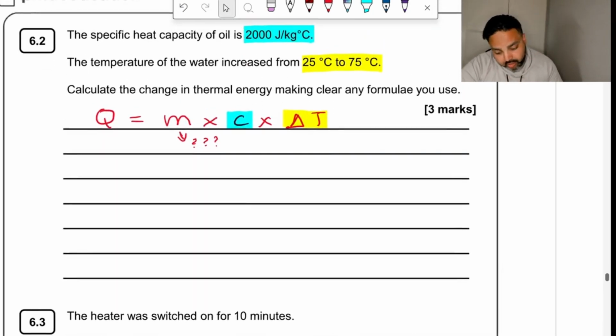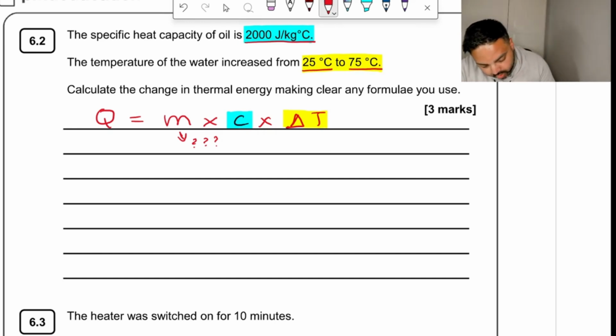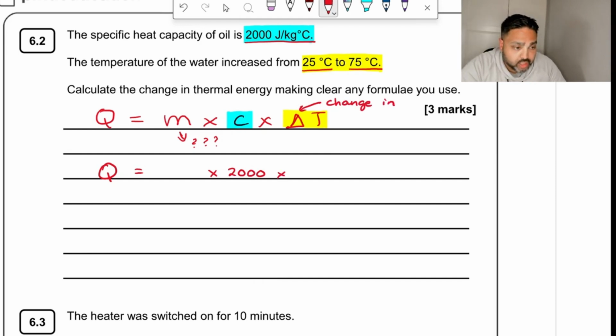Right, question 6.2. The specific heat capacity of oil is 2,000 joules per kilogram degree Celsius. The temperature of the water increased from 25 to 75 degrees. Let's see who was paying attention then. Q is equal to the mass of the object, we will come back to that, times C, which is 2,000, and then the delta just represents the change in. So what's the change from 25 to 75? Someone tell me in the chat quickly. Good, well done, Callum. So it's going to be 50 degrees Celsius.